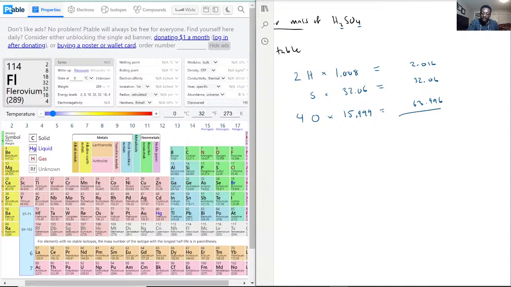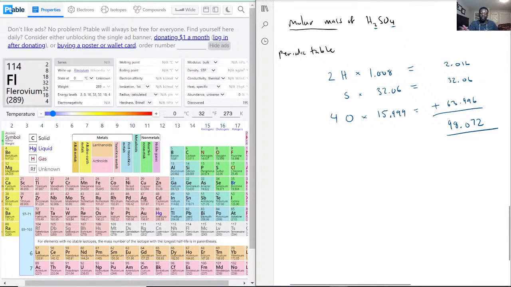63.996. And now that we have all the constituents, we add them together to get the total, and that will be its molar mass. So we add them and we get 98.072 is the molar mass. And the way we write that, we put 98.072 grams per mole of H2SO4.